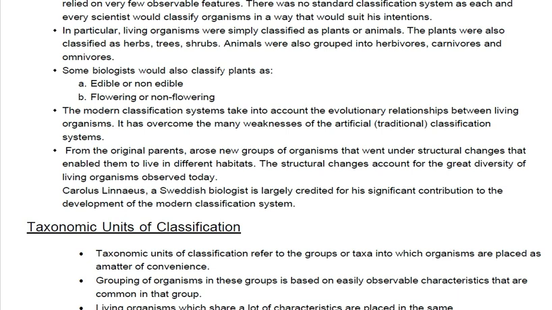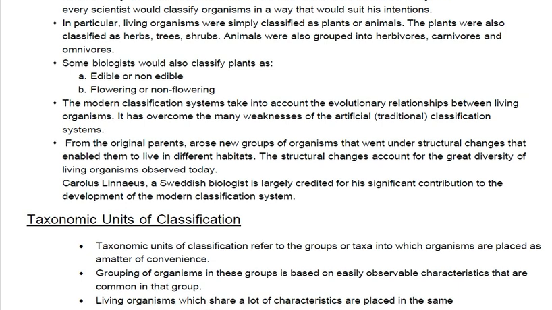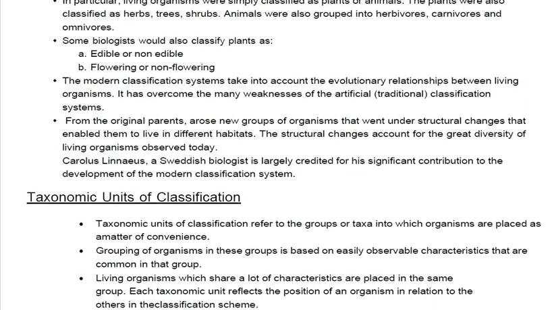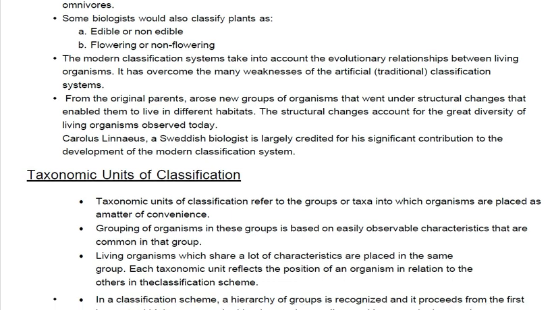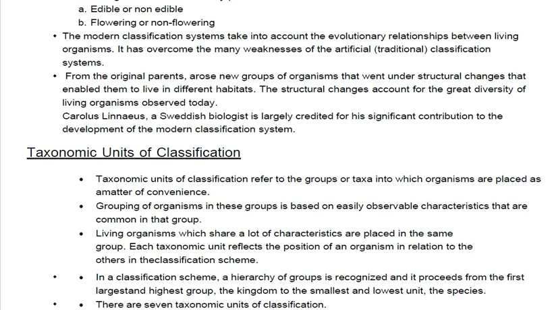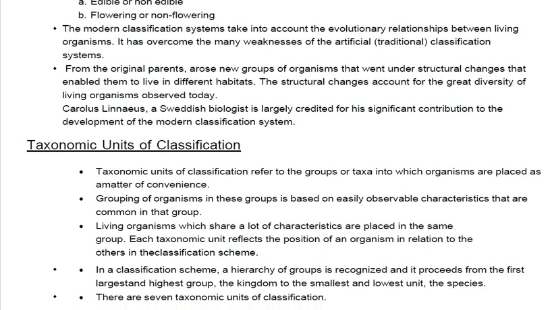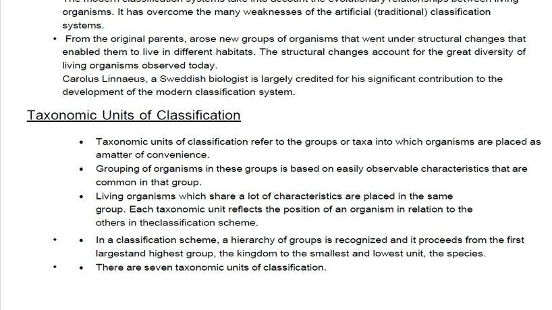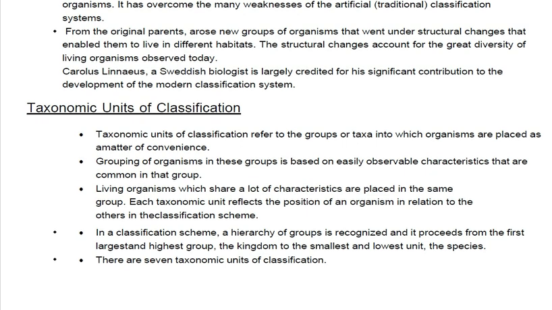Some biologists would also classify plants as: A. Edible or non-edible. B. Flowering or non-flowering. The modern classification systems take into account the evolutionary relationships between living organisms. It has overcome the many weaknesses of the artificial, traditional classification systems.